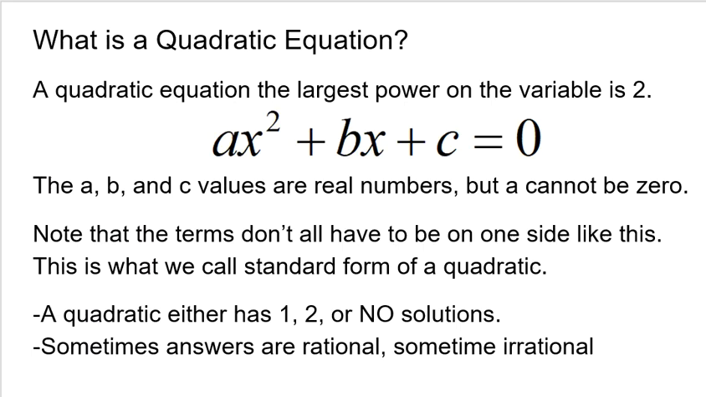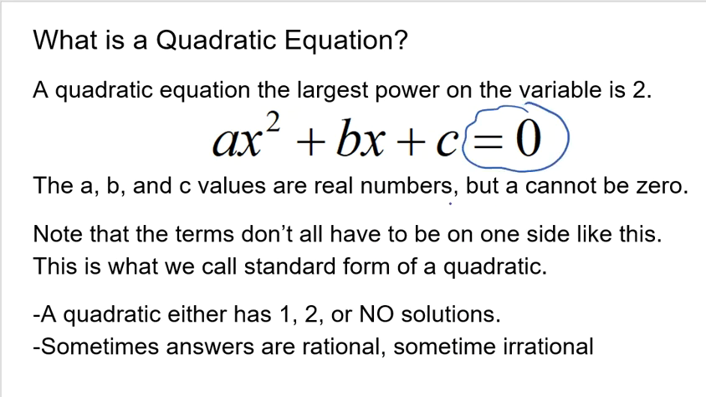All right, so first off, what is a quadratic equation? It's an equation where the largest power on the variable is 2. So we have the basic form, the standard form of a quadratic, which is ax squared plus bx plus c equals 0. I want to note a couple things. If you're going to solve a quadratic, you need it to equal 0. Doesn't mean there has to be a 0 there to start.